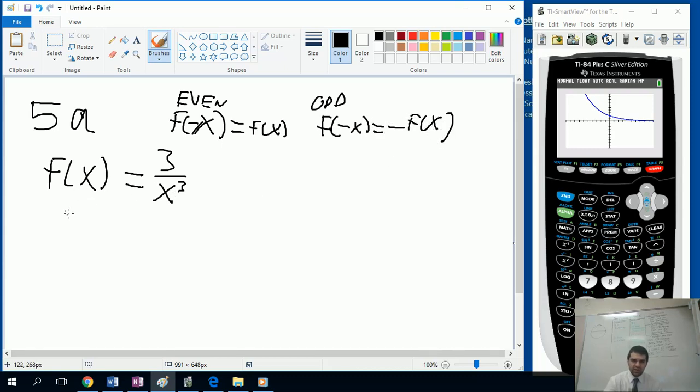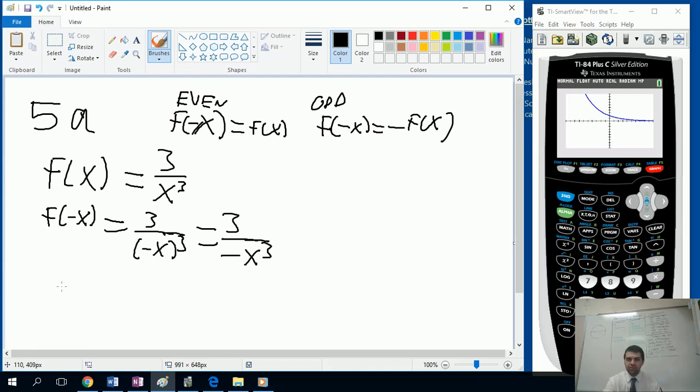So let's find f of negative x here. That's going to be 3 over negative x cubed, which is going to be equal to 3 over negative x to the 3. So that's actually going to be equal to negative f of x, which would also be equal to negative 3 over x cubed. So this function is odd.